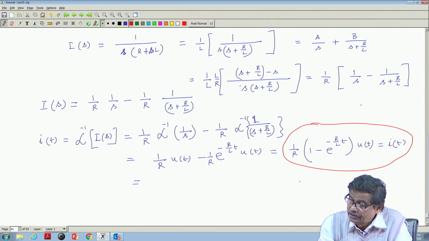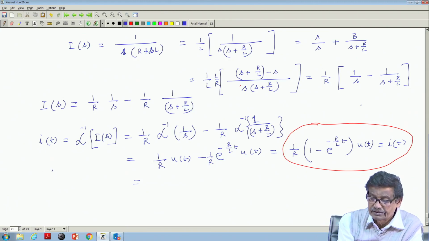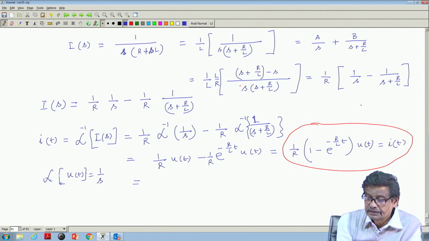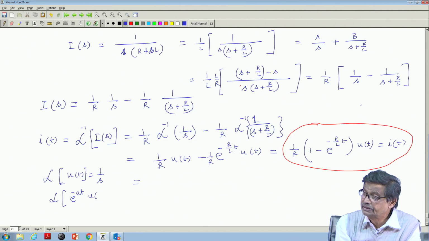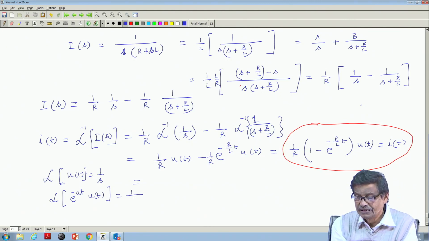So, what are the formulas we have used? Here I have used two results: Laplace inverse of u(t) is 1 by s, and Laplace inverse of e to the power minus a t into u(t) is equal to 1 by s plus a.